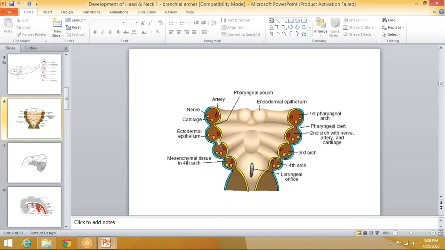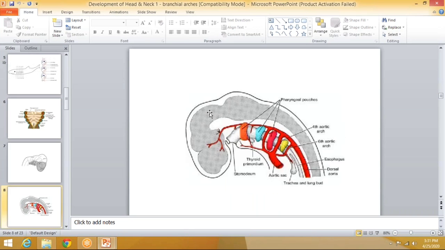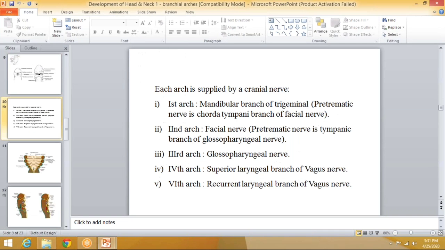So this is first arch, second arch, third arch, fourth arch. This is your sixth arch. Now, this is ectoderm, blue color, this yellow color is your endoderm, and this is your mesoderm, mesenchyme, in all the arches. So this is blood supply, which is arising from the dorsal aorta, running behind, giving blood vessels to all the pouches and to all the pharyngeal arches.